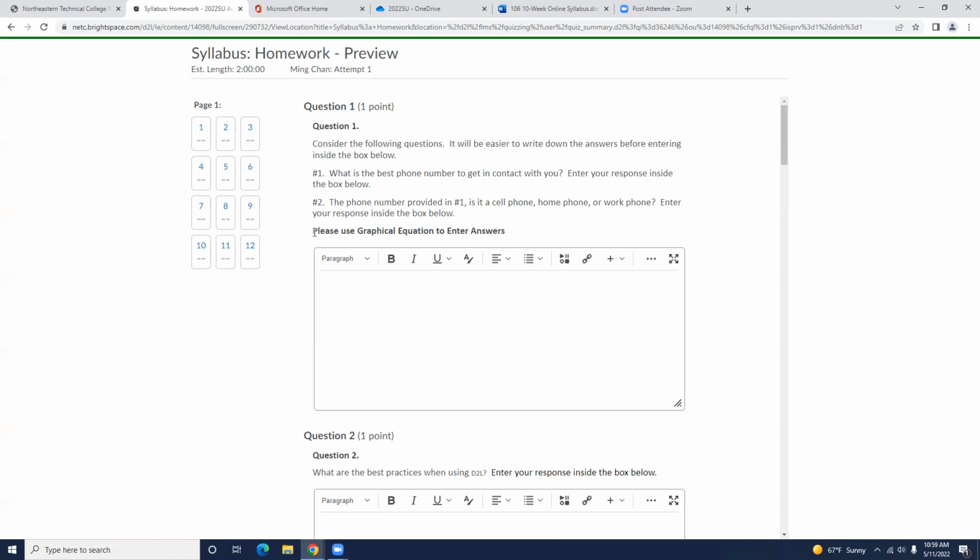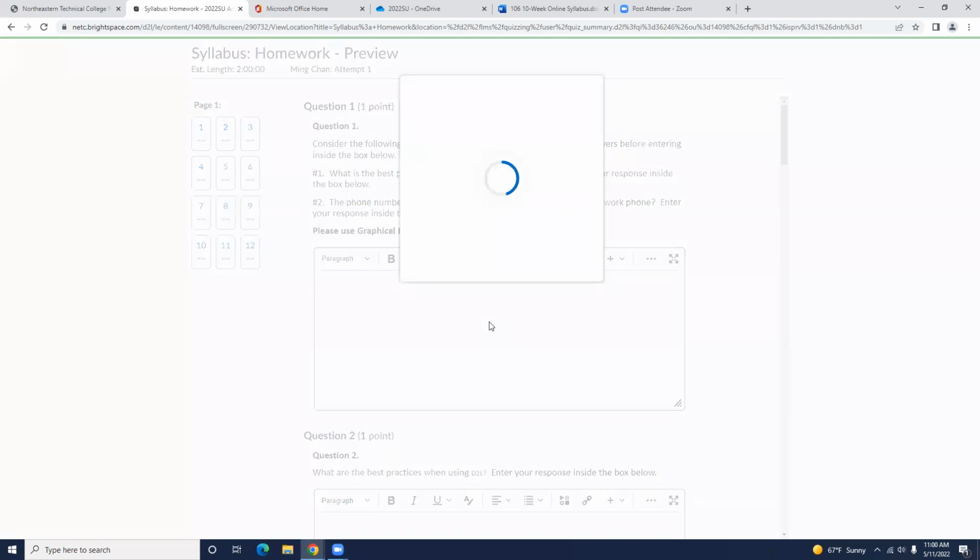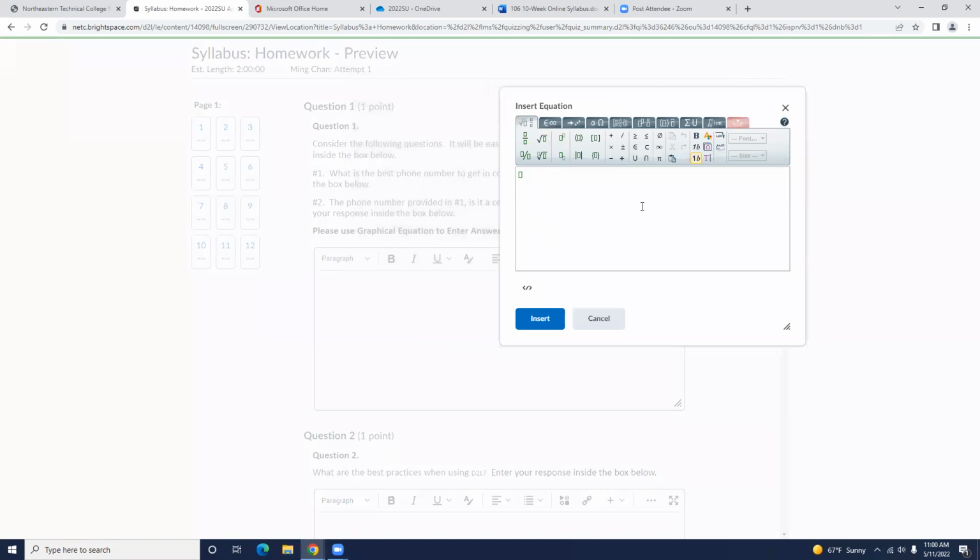Whenever you see this, please use the graphical equation to enter answers. To use it, you click on the plus sign, click on equations, and click on graphical equation. Let me move this over. In the box, we're going to do hashtag or number one. Enter your phone number. Not my number. I think students entered my number here before.